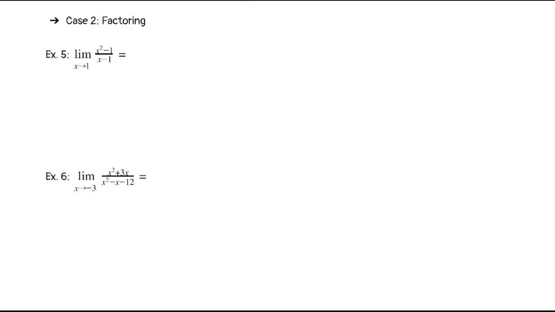So let's start a look at number 5. It says the limit as x approaches 1 of x squared minus 1 over x minus 1 equals. The first thing I'm going to do is say, let's plug in 1. Let's see what happens. So I get 1 squared minus 1 over 1 minus 1. And 1 squared is 1, so we get 1 minus 1 on the top, which is 0, and 1 minus 1 on the bottom, which is 0.